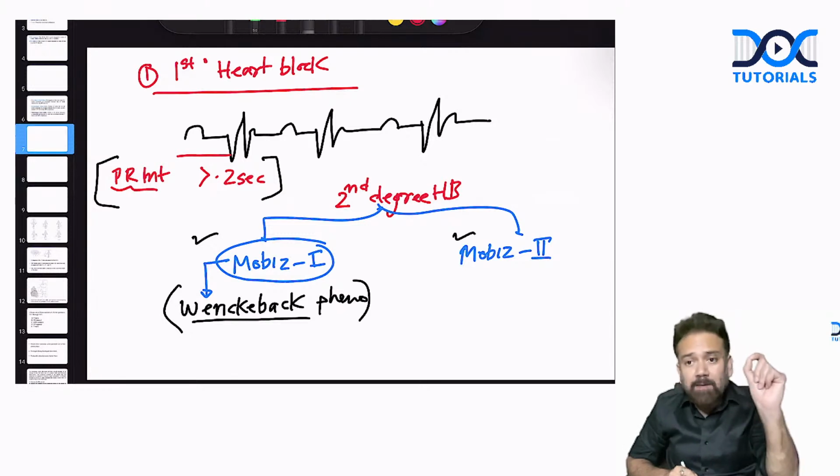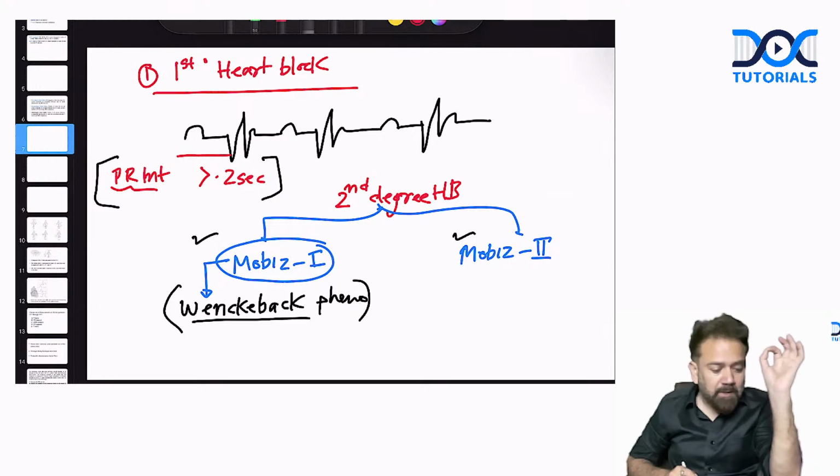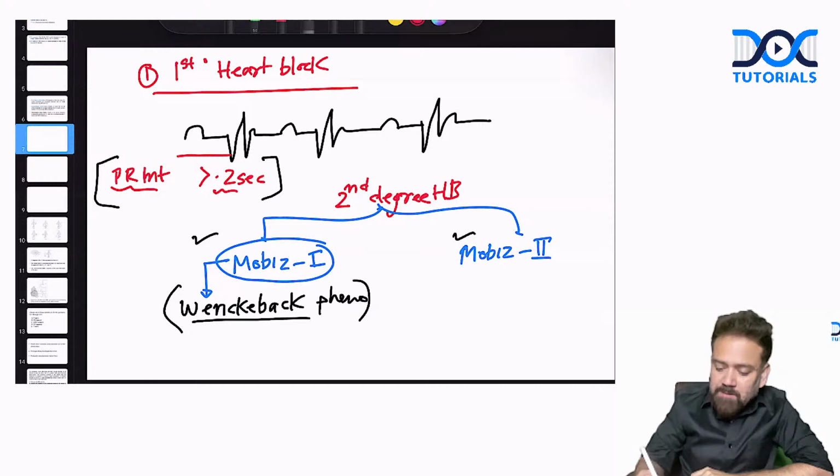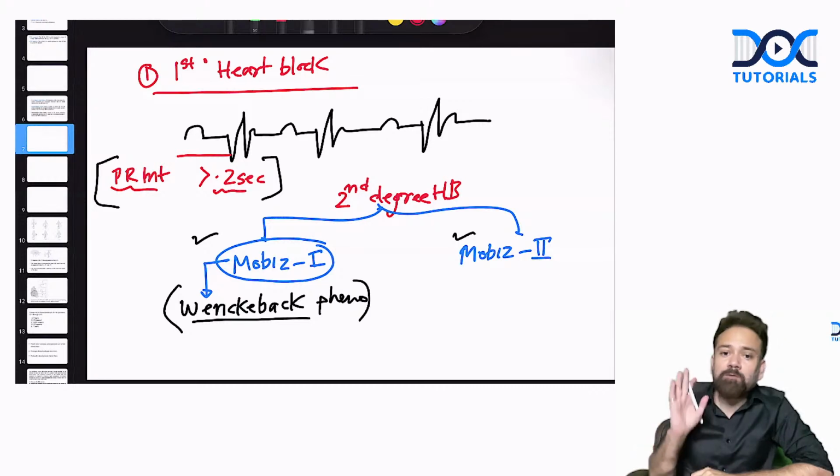In first degree heart block, PR interval is more than 0.2 second. Okay, it's very simple to understand. PR interval more than 0.2 second. Only this much is sufficient to make the diagnosis. Okay, so 0.2 second. If it is more than 0.2 second, it is first degree heart block.